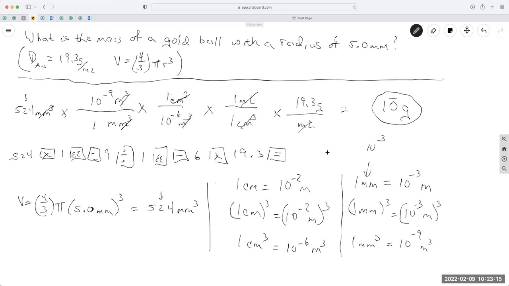Go ahead. For the volume, why is it 524? I know you multiplied it. What if I plug it in directly instead of rounding it to 524? When you plugged it in, what did you get? It's 523.59. Is it fine if I do that? Yeah, as long as you round to two sig figs at the end. Oh, okay. Thank you. Actually, I think I kept extra digits in my calculator.